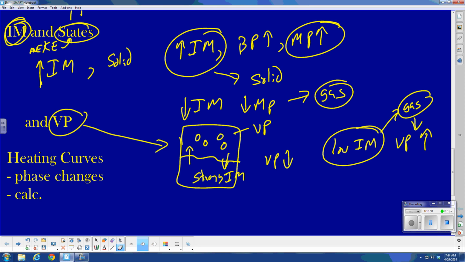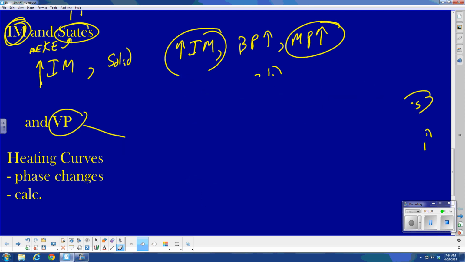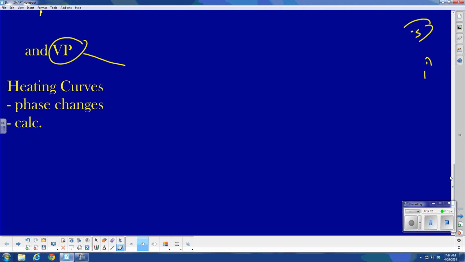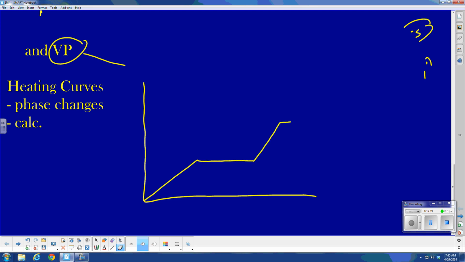Good. One other thing that's related to this are heating curves. So let's talk real briefly about heating. This is almost, really, a form of thermochem. But if we have a heating curve, it looks something like this. And let's just take water, but we can take anything. This line right here is going to represent the melting point. This line right here is going to represent the boiling point. This is temp, and this is heat added, right?